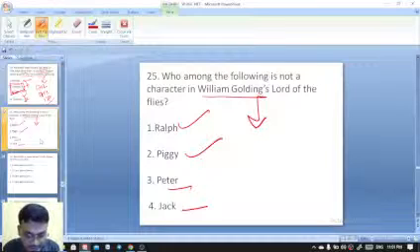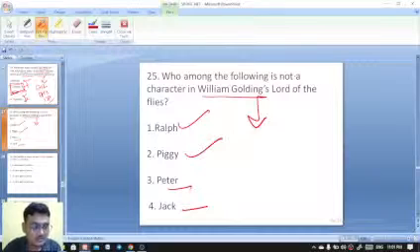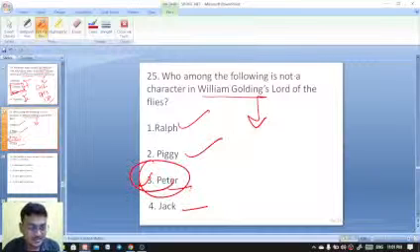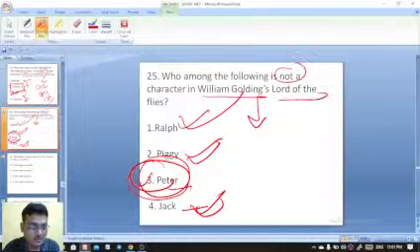You did not tell me that I was asking that. You all answered that. Who is not a character? Exactly, Sucharita. It's Peter. Peter was not there. Jack was there, Piggy was there, Ralph was there, but Peter was not there. Who is not a character of William Golding's Lord of the Flies? I asked everyone.